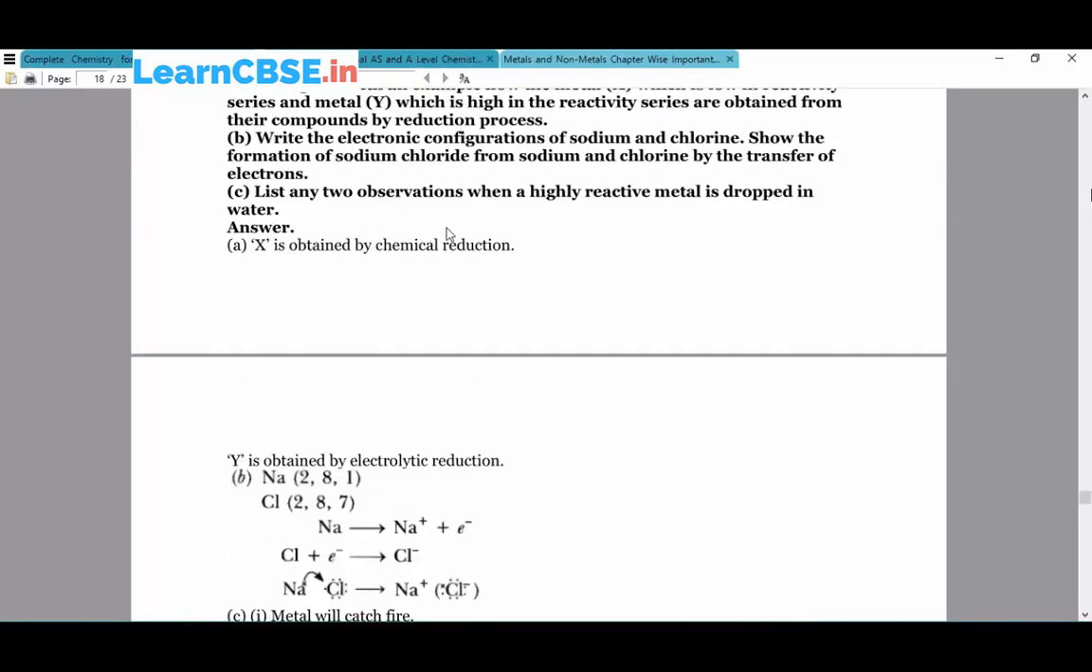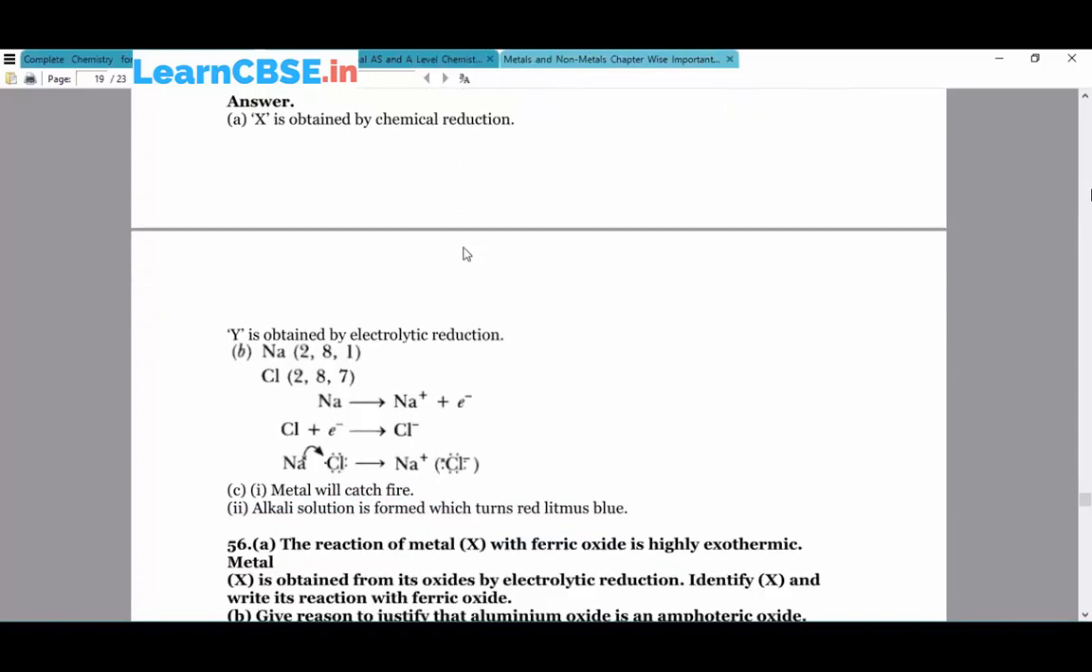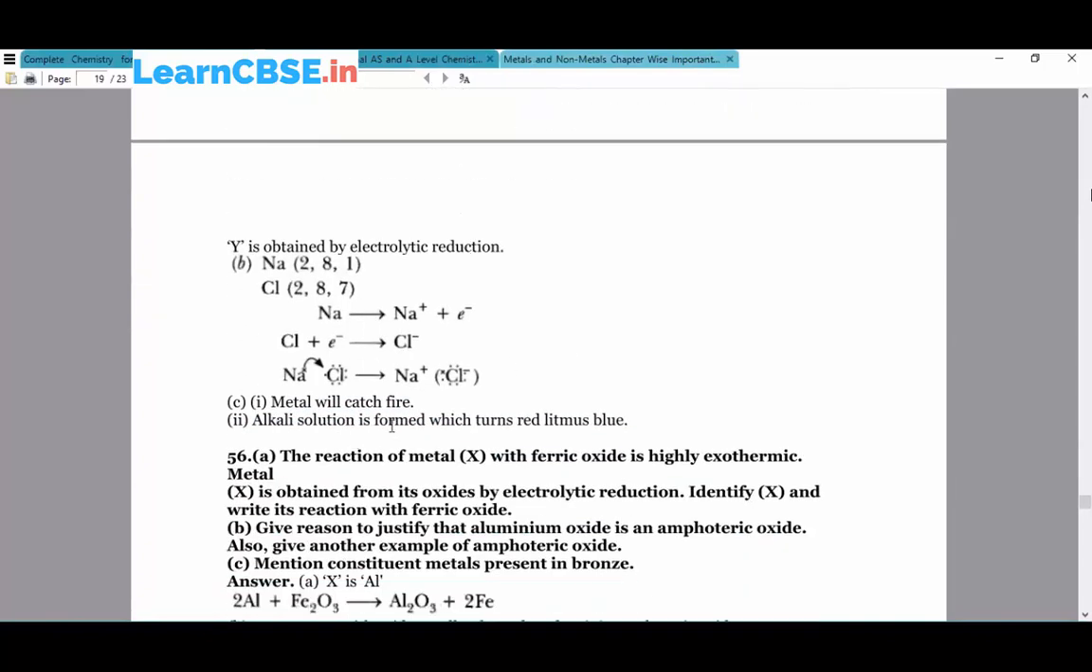List any two observations when a highly reactive metal is dropped in water. The metal will catch fire, and an alkaline solution is formed which turns red litmus blue. So this confirms it is basic in nature.